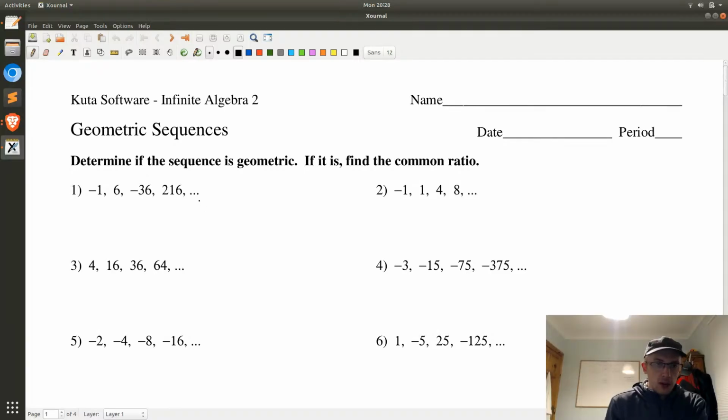Okay, in the first one, we are to multiply by -6 each and every single time, and therefore it is geometric, and the common ratio is -6. In the second one, I don't believe it's geometric.